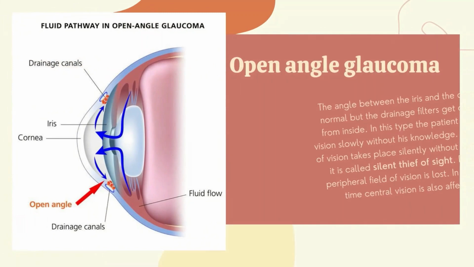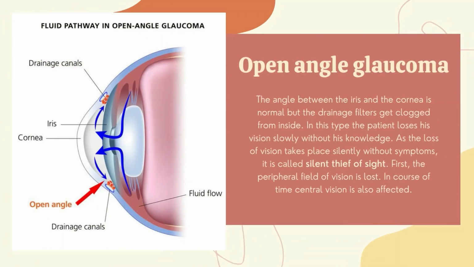Moving on to the types of glaucoma. Open angle glaucoma. The angle between the iris and the cornea is normal, but the drainage filters get clogged from inside. In this type, the patient loses his vision slowly without his knowledge. As the loss of vision takes place silently without symptoms, it is called silent thief of sight. First, the peripheral field of vision is lost. In course of time, the central vision is also impaired.